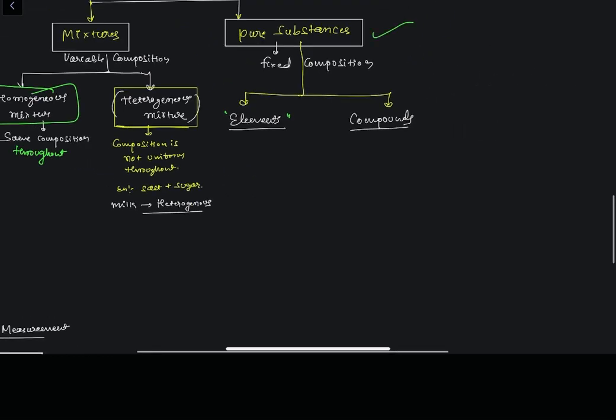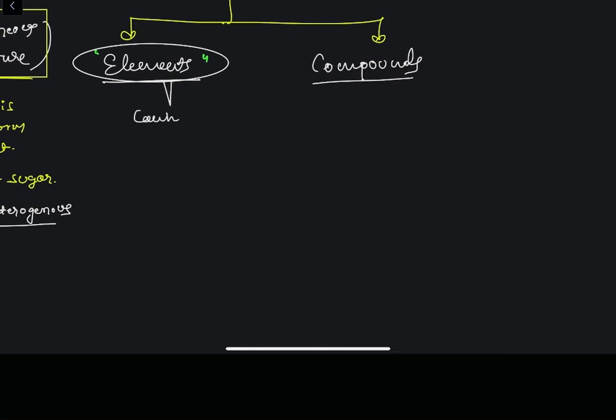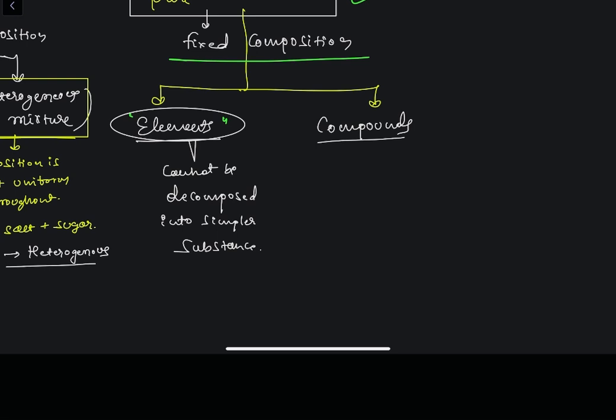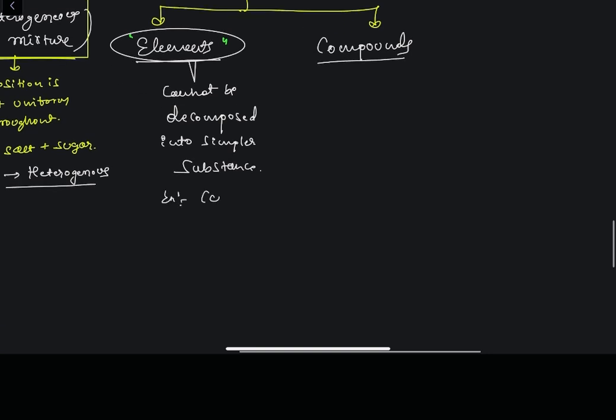Now the pure substance, which I told has a fixed composition, is classified as elements as well as compounds. An element cannot be decomposed into simpler substances. An element is a pure substance made up of one kind of particle, for example copper, gold, silver, potassium, sodium, etc. We can see only one type of atom is there.